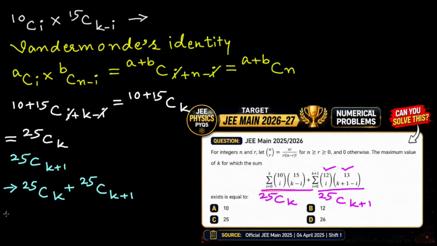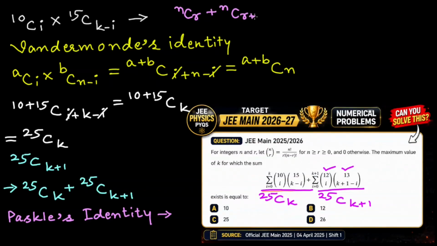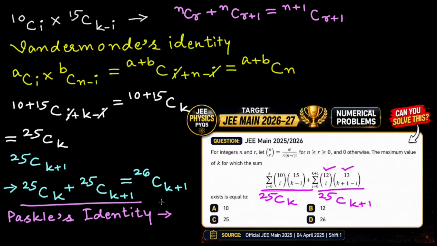Now we apply Pascal's identity. Accordingly, we have nCr plus nC(r plus 1) is (n plus 1)C(r plus 1). Therefore, this sum becomes (25 plus 1), 26C(k plus 1). So the complicated looking expression has reduced to just this.